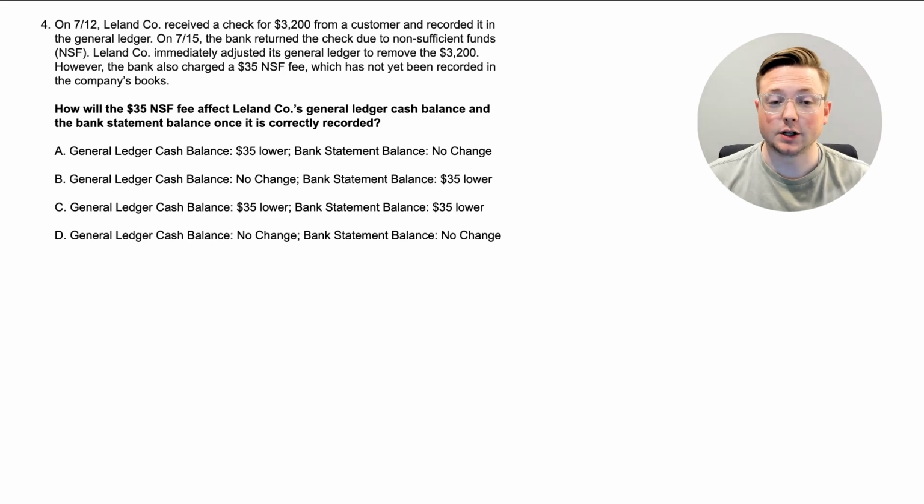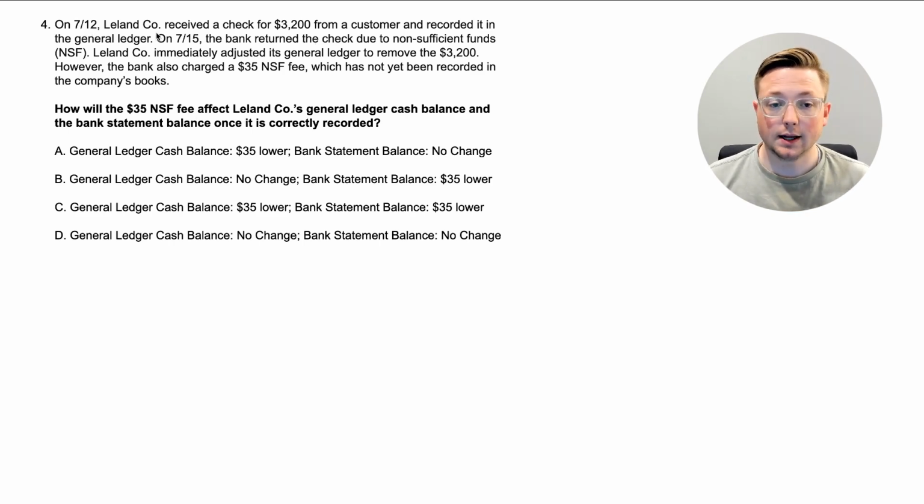All right, here we are at question 4. Now let's read the last part. How will the $35 not sufficient fund fee affect Leland Co.'s general ledger cash balance and the bank statement balance once it is correctly recorded? Okay, so there's going to be a fee, so let's read the rest of this.